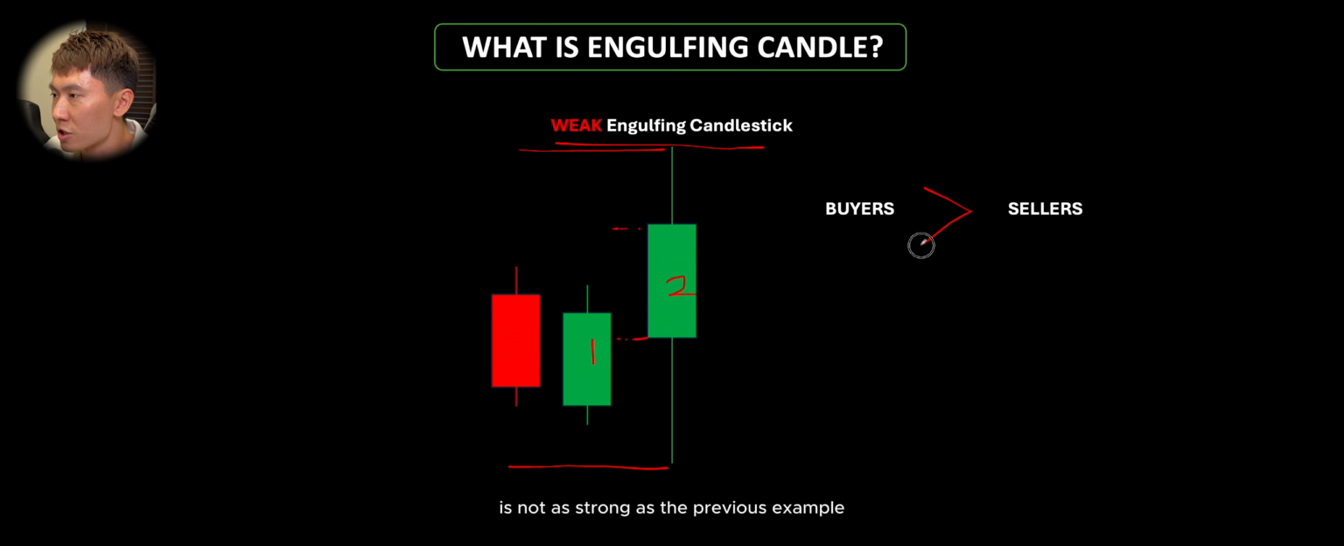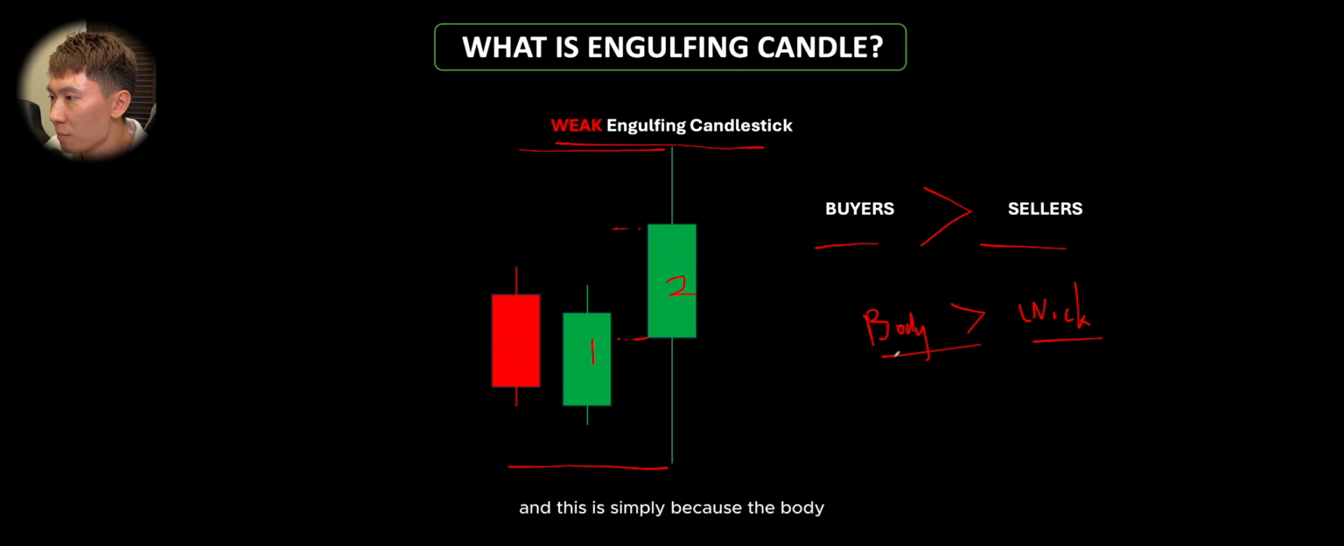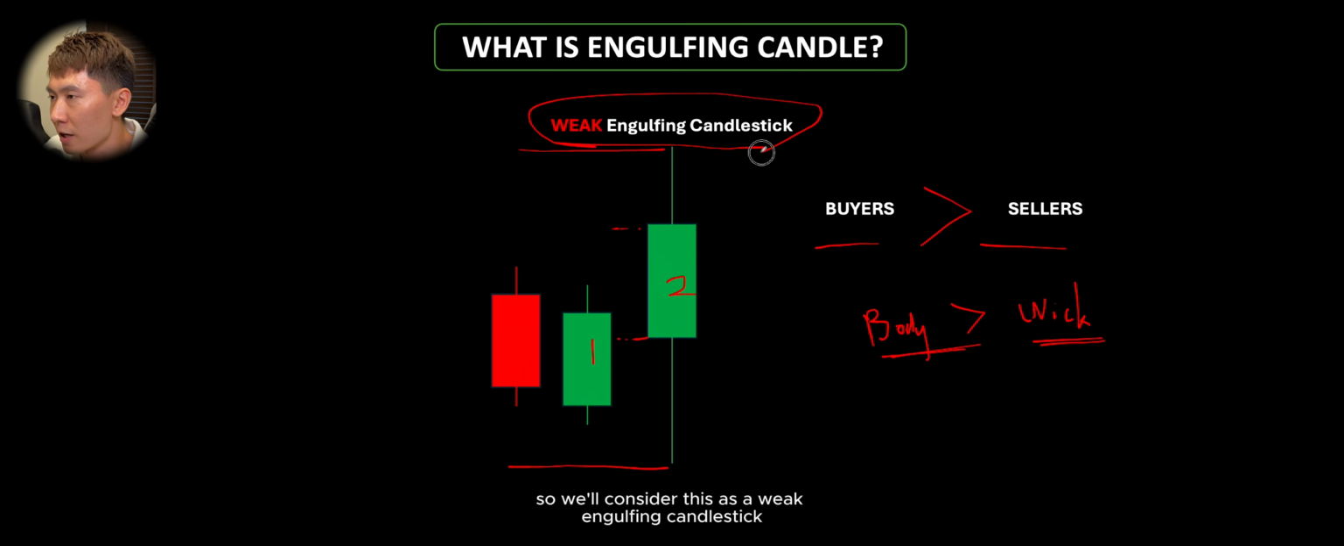However, it's not as strong as the previous example. And therefore, even though buyers are stronger than sellers, it's relatively weaker than the previous example. This is simply because the body is not much bigger than the wick. They are almost at equal size. So we'll consider this as a weak engulfing candlestick.